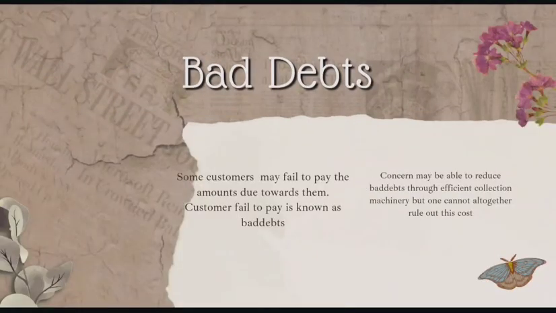And next one is bad debts. Some customers may fail to pay the amount due from them. Customers' failure to pay is known as bad debts. Concerns may be able to reduce bad debts through efficient collection, that is by sending reminders and making them pay early by giving offers and discounts, and they can keep a personal touch with the customers. If they have any issues, they can extend the period of time for collecting the bad debts.